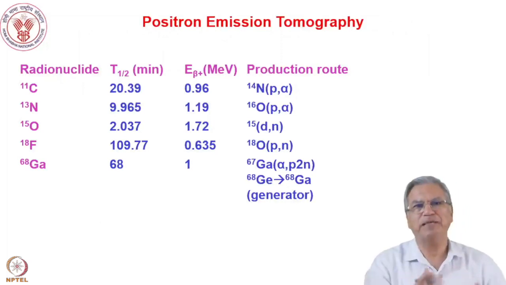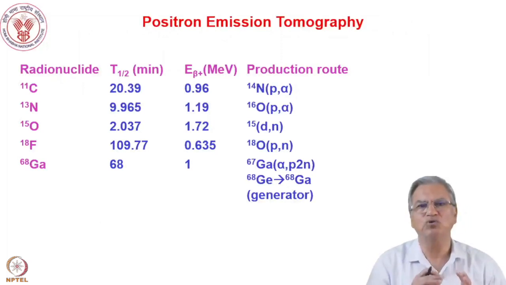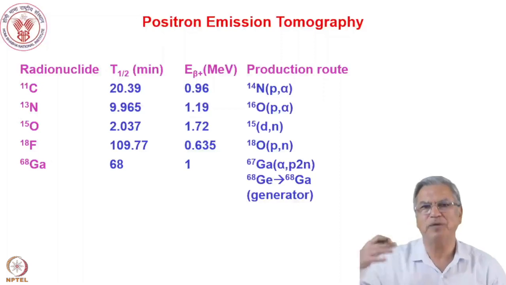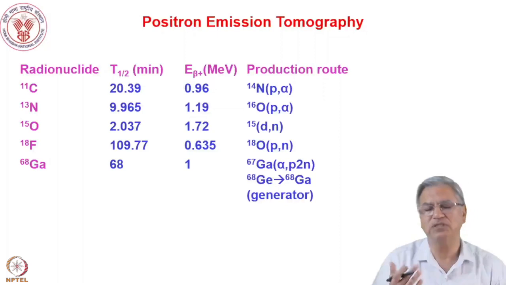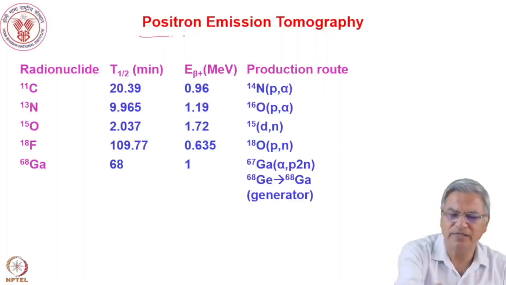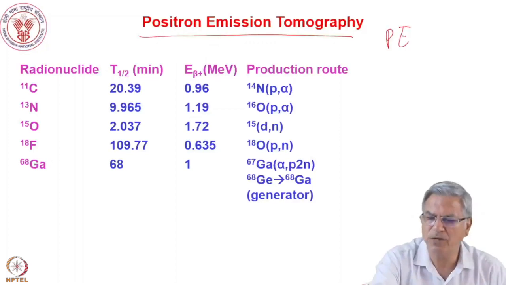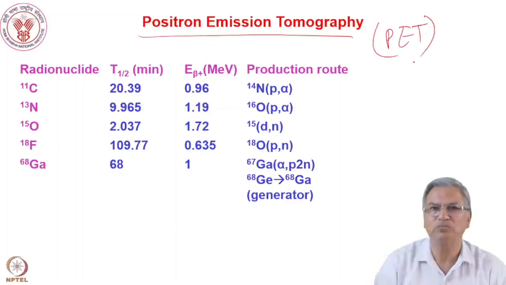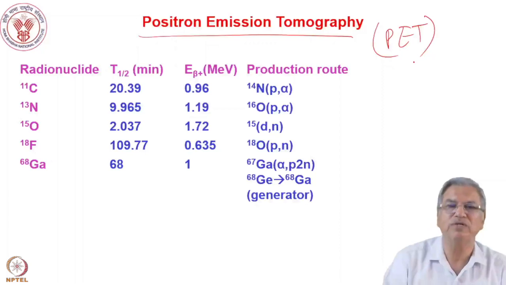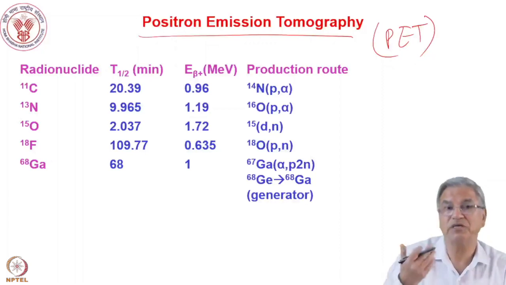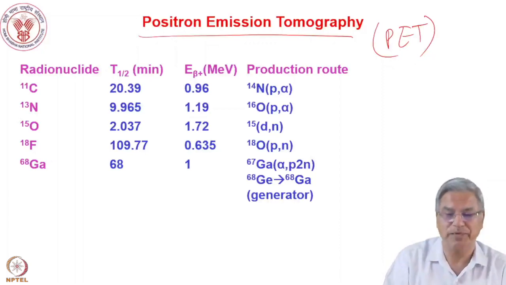Now, that was the SPECT imaging. So you use a single photon emitting radioisotope and you take the camera and it will take the image of the organ. But the resolution in SPECT is not very high, and therefore positron emission tomography, PET, has become more popular now because of the resolution in terms of space. The spatial resolution is excellent in PET.